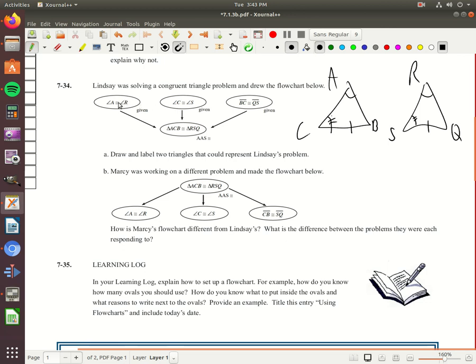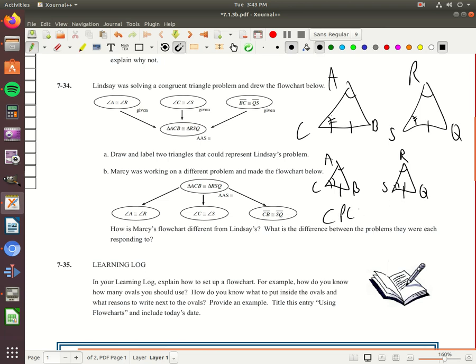This one says, hey, this angle's the same, and this angle's the same, and this side's the same, so the triangles are the same. This one tells us, hey, look, I know that triangle ACB is the same as triangle RSQ. These triangles are congruent, and because these triangles are congruent, I know that angle A is the same as angle R, I know that angle C is the same as angle S, and I know that side CB is the same as side QS.